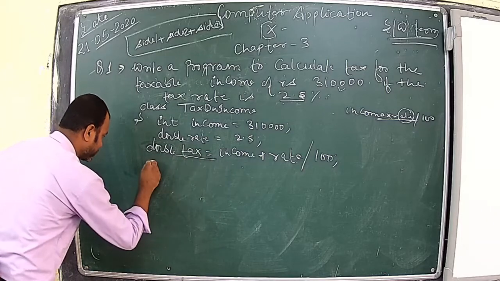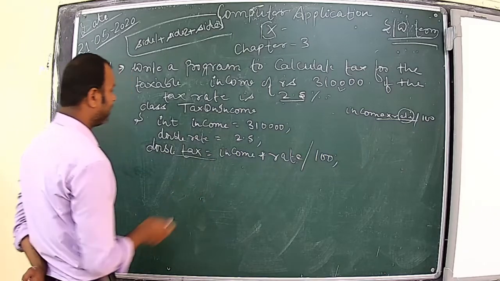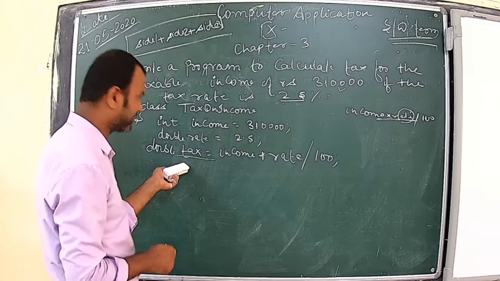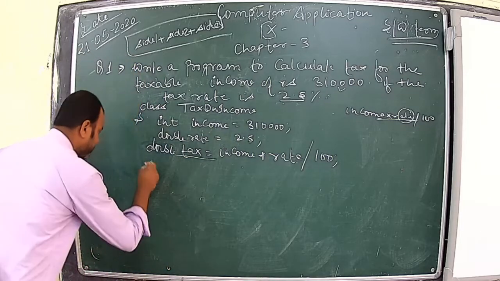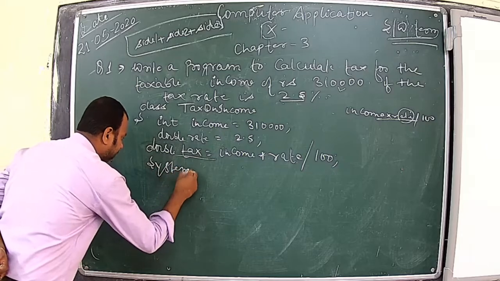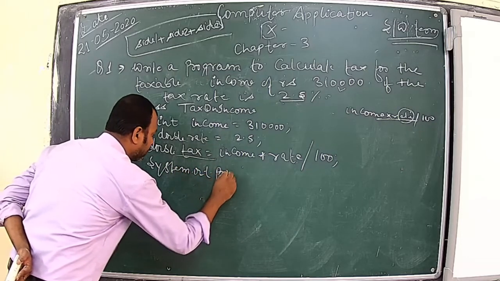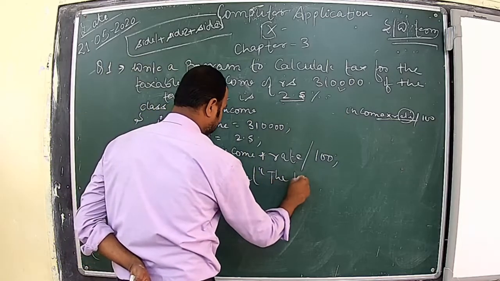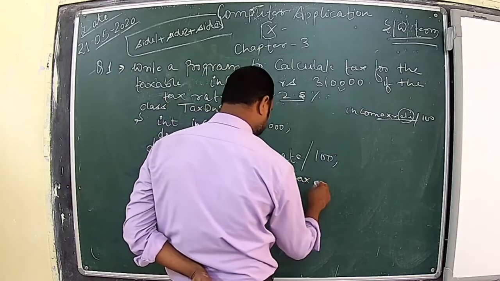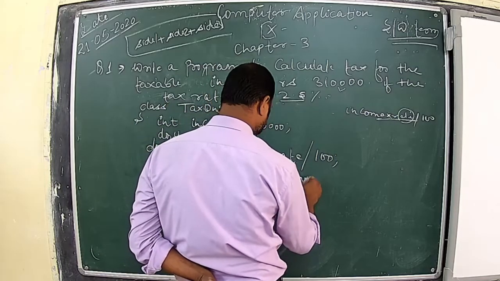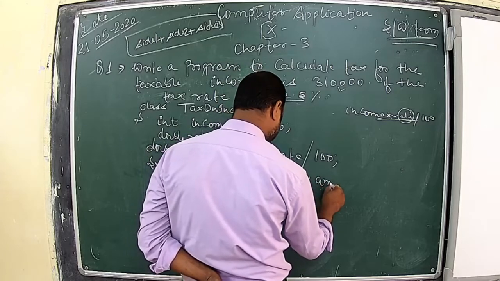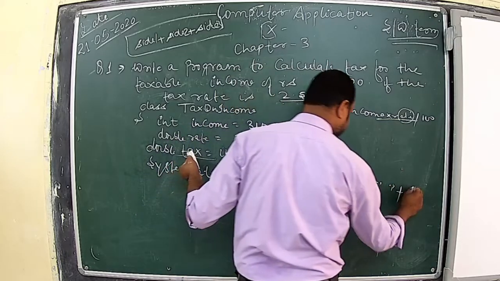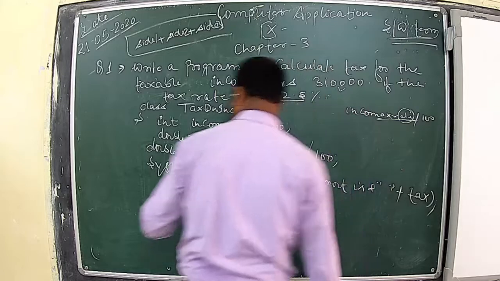Now tax is calculated. We are not printing the exact income after deducting the tax. We are only printing the tax amount. Okay. So we'll simply print it. System dot out dot println the tax amount is plus tax.